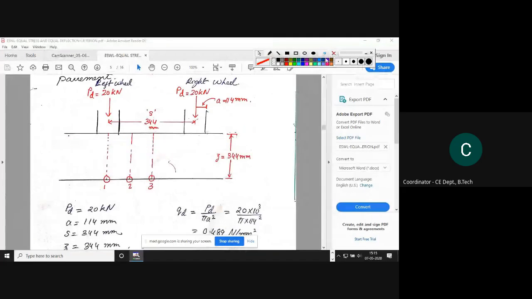Sorry, s/4 and s/2 would remain the same? No, see, you can just remove this also. Just consider this value now. Whatever this value is, that will be your s/4, and this is your 344/4, and this will be your 344/2. Oh, okay. Yes, ma'am.